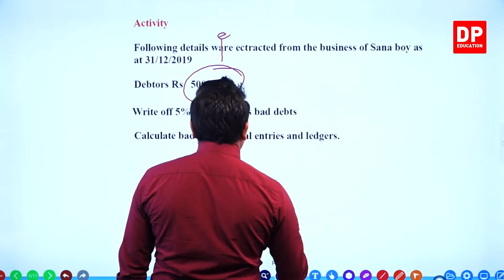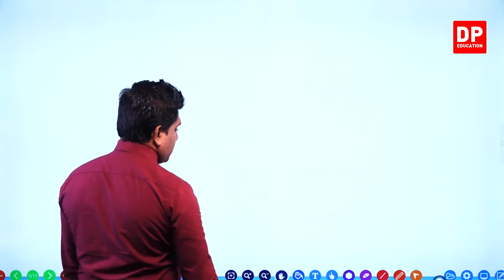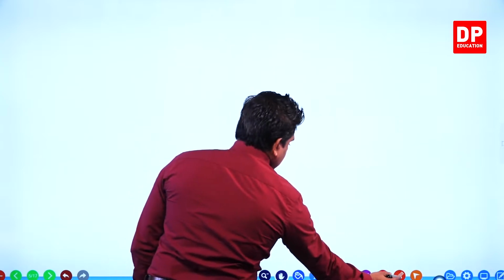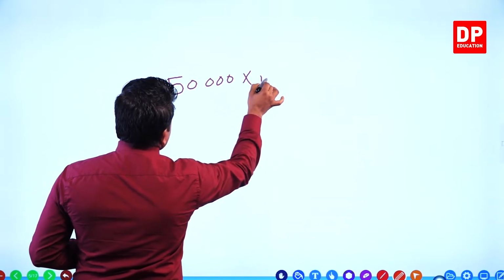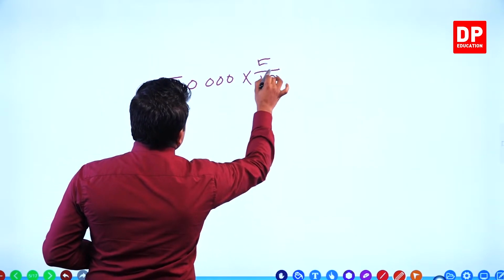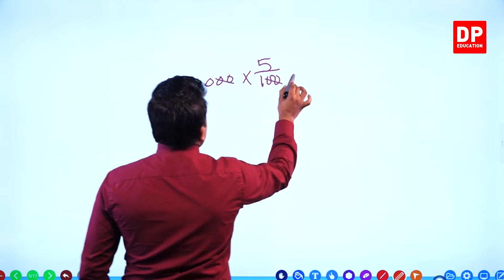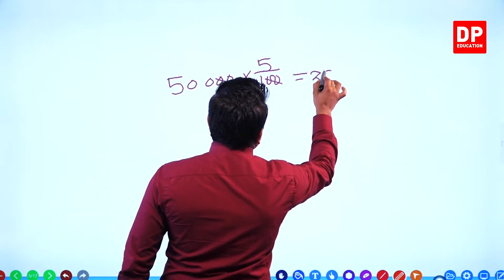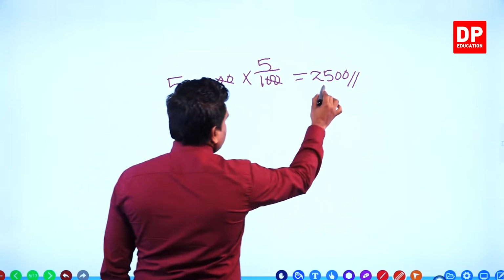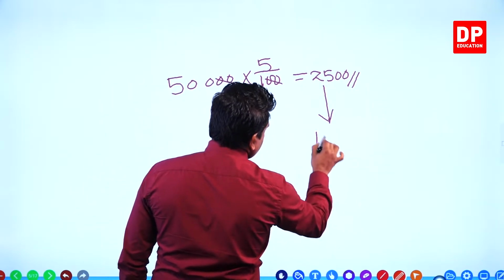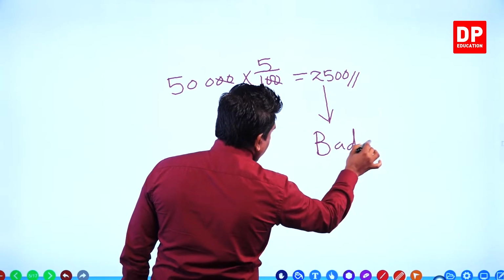Then we do the first one. 50,000 into 5%. Then how much? 2,500. Yeah. This is the bad debts, right?